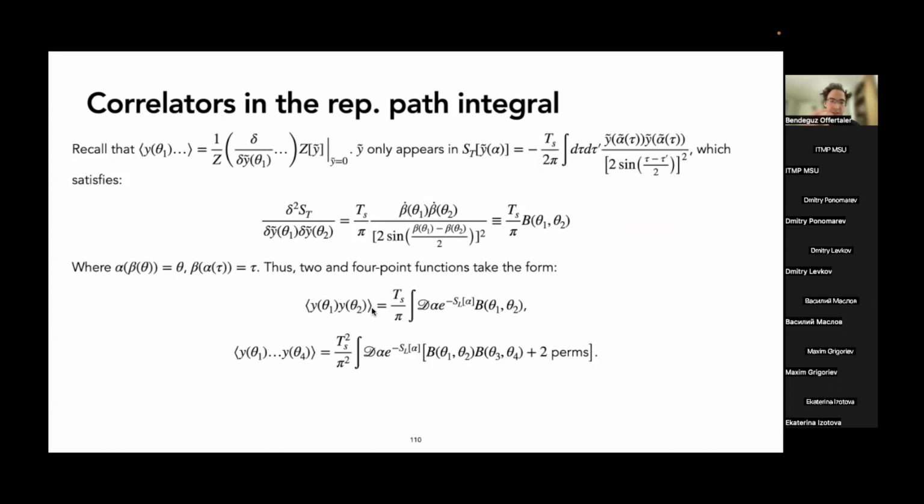So, for instance, our 2- and 4-point functions would take this form, where we replace our operators y with the dressed 2-point function, and then we integrate over reparametrizations. And notice that the longitudinal action plays the role of the effective action for the reparametrizations, in analogy with the Schwarzian action in JT gravity.